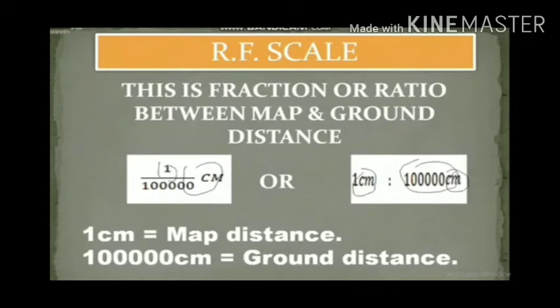This is a fraction or ratio between map and ground distance. See, 1 upon 1 lakh, or 1 centimeter is to 1 lakh centimeter, that is the ratio. That means 1 centimeter equals the map distance and 1 lakh centimeter equals the ground distance.